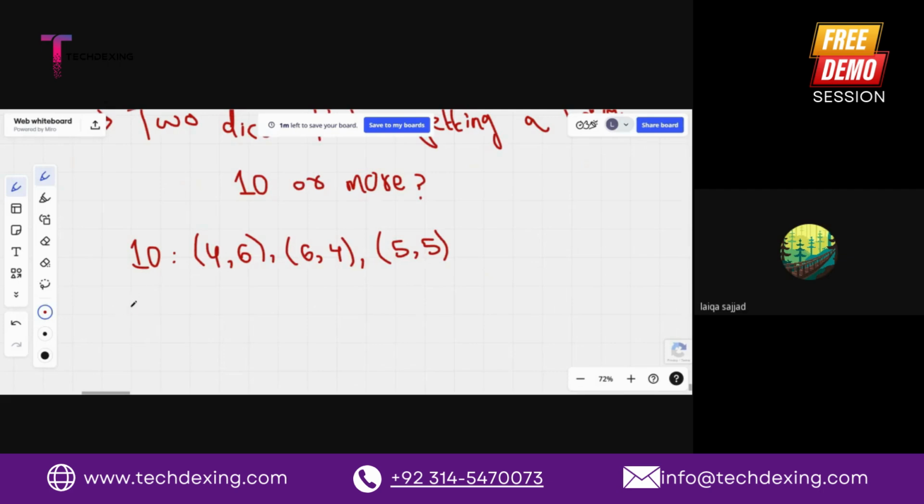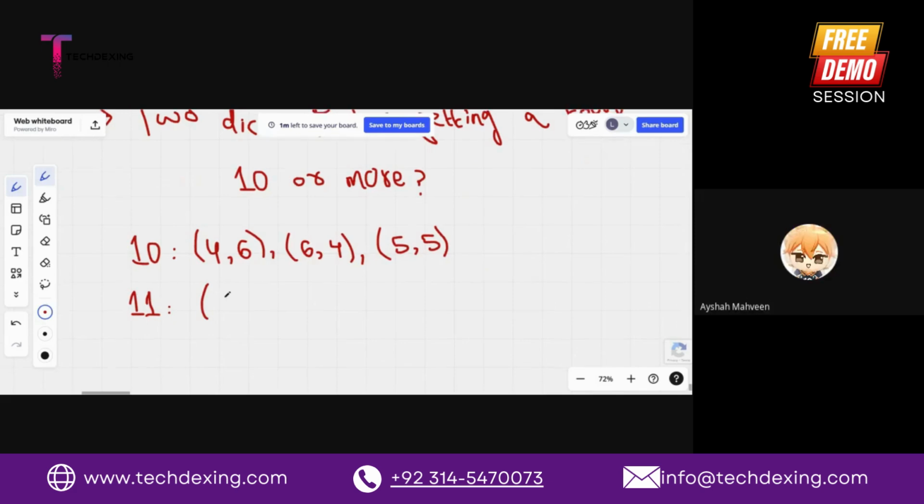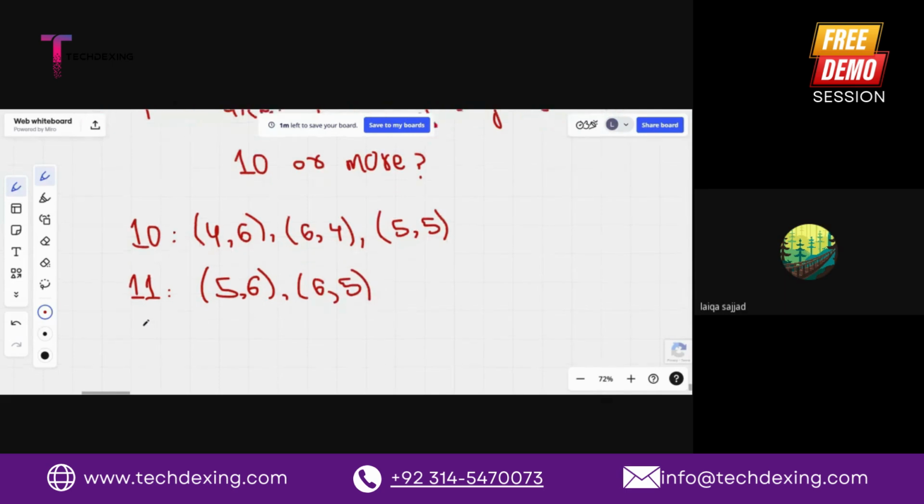Now we will look for the 11. What are the possible combinations for getting a total of 11? 5 and 6, and 6 and 5. Yes, very good. And then for the last one, which is 12, we have 6 and 6.